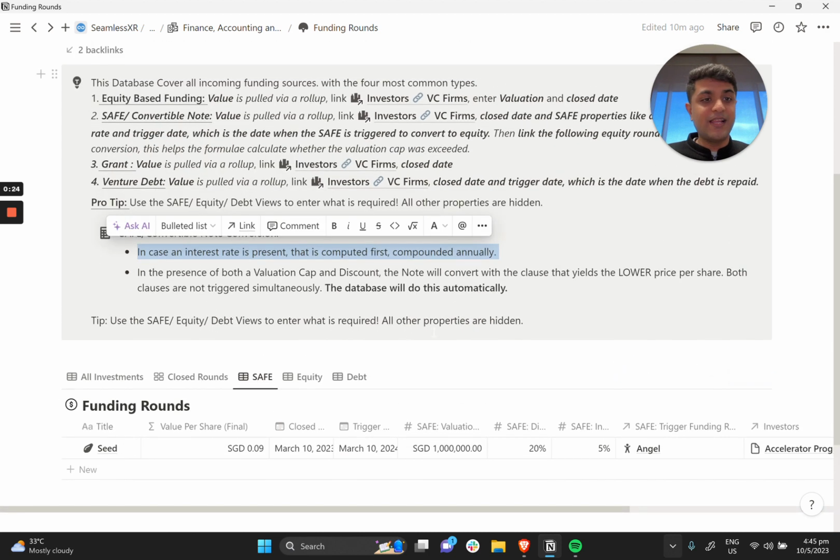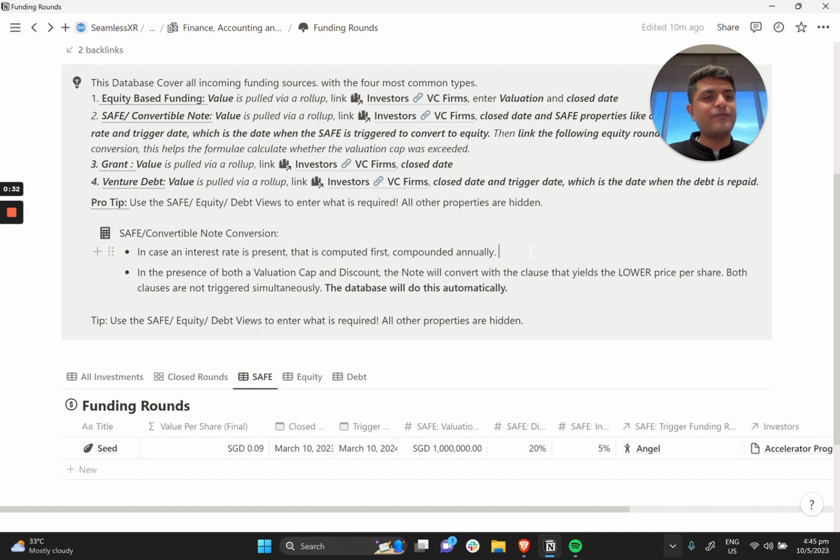So let's say $1 million is invested at a 7% compounded interest rate. Your interest rate will be calculated first, and then whatever the valuation is after the interest, that will get converted into equity. The next part is the convertible note will usually have two sets of properties, a valuation cap and a discount. Most of the time, it's either or and not both.